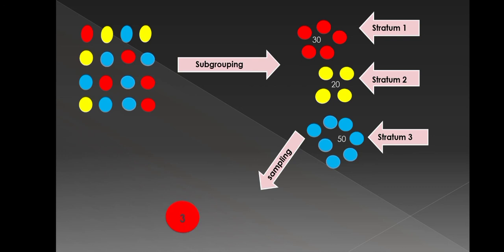From red I have selected 3 samples. The red chits are 30, so according to the number we have to select the samples here. The yellow chits are 20, so I have selected 2 samples. And from the 50 blue chits I have selected 5 samples. So in stratified sampling, this is the method of sampling.